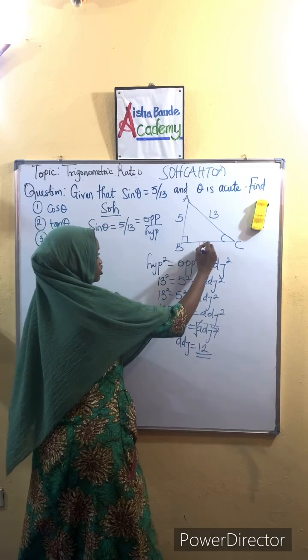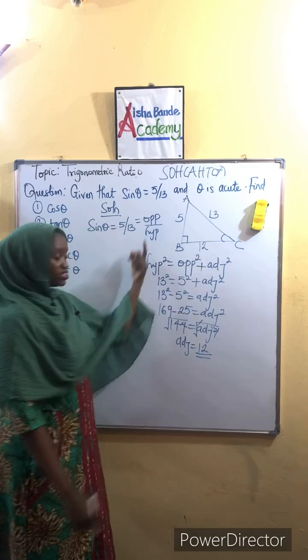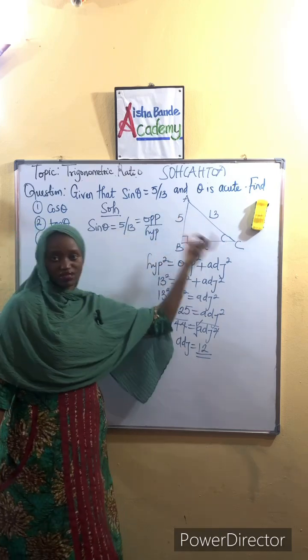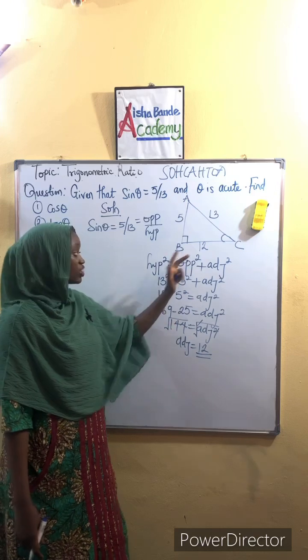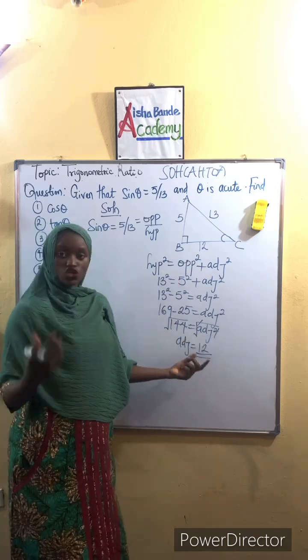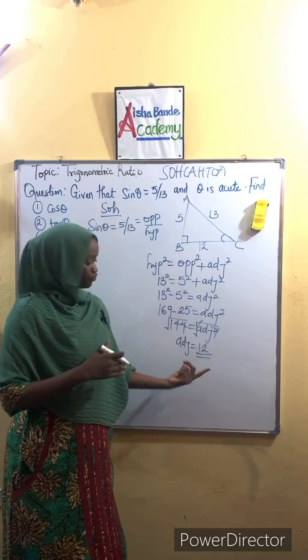So here becomes 12. This triangle is now complete, having all the three sides. With this we can now solve the question. In the next class we shall continue from here.